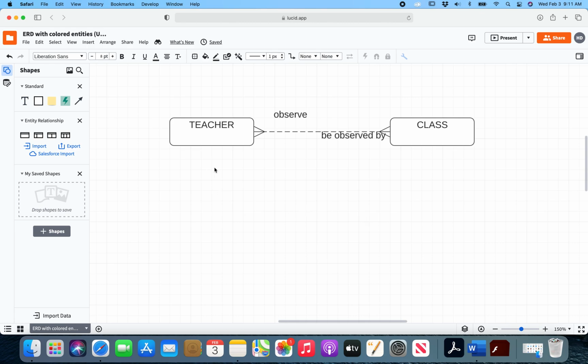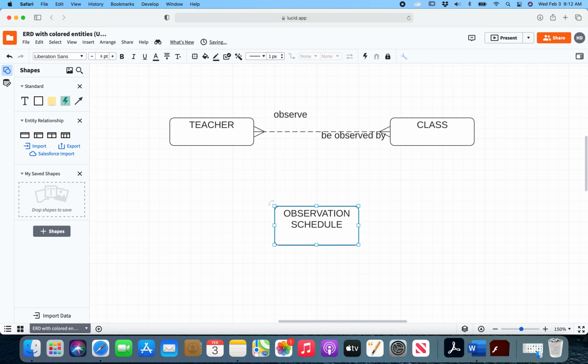So this diagram is about a teacher observing a class and a class being observed by a teacher. So the first thing we need to do is create the intersection entity for these two entities. Now, for this one, it might make sense that a class isn't observed every week, maybe every other week, and so there may need to be a schedule so that you know when each class is being observed and by who. So we will call our intersection entity observation schedule.